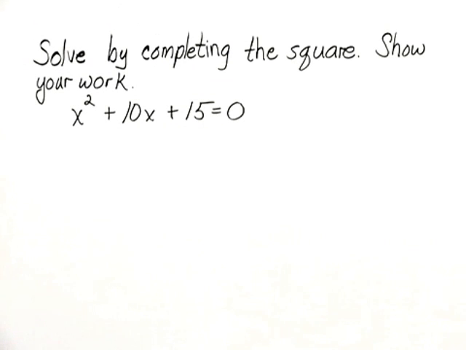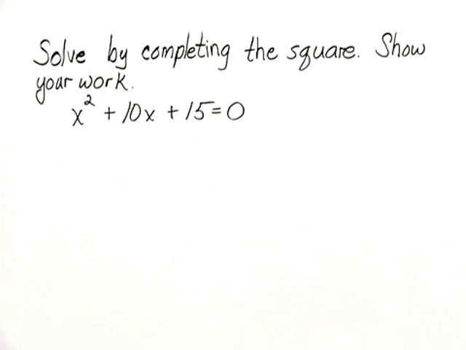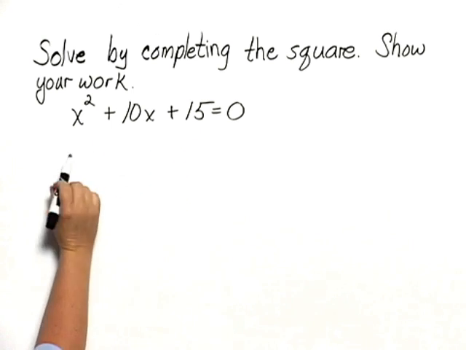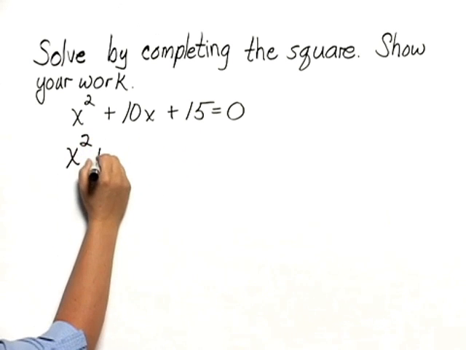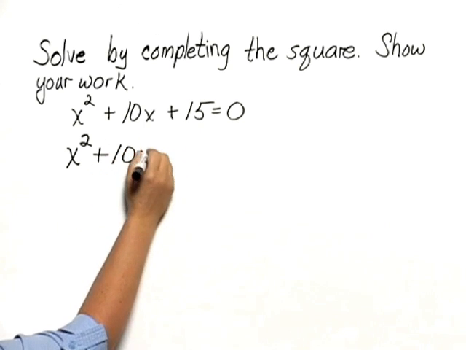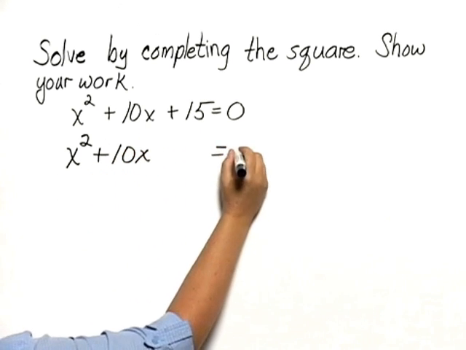Solve by completing the square. Show your work. We have x squared plus 10x plus 15 equals 0. To complete the square, we want to get the x terms, that is x squared plus 10x, by themselves on one side of the equation. So we'll subtract 15 from both sides.